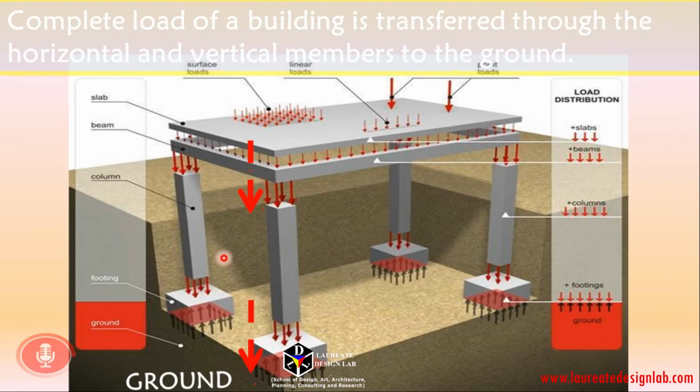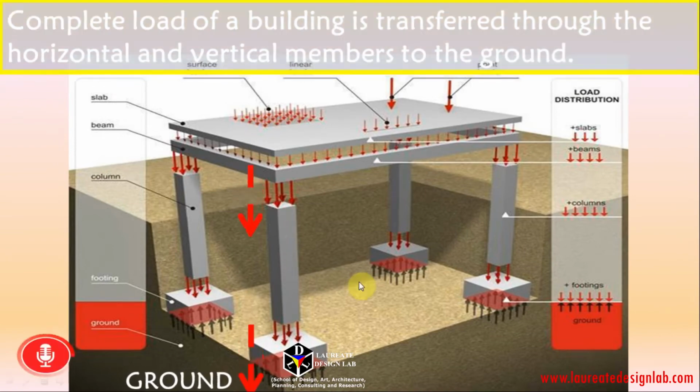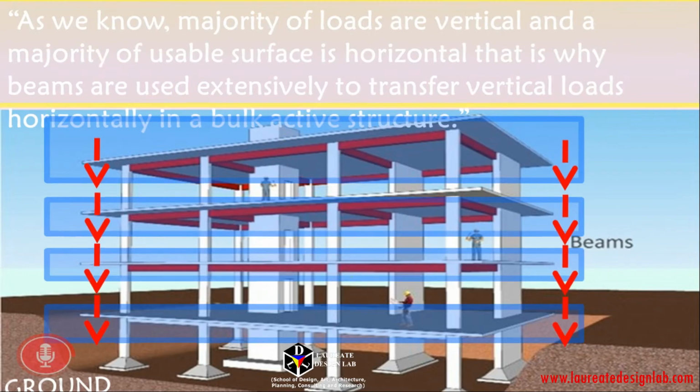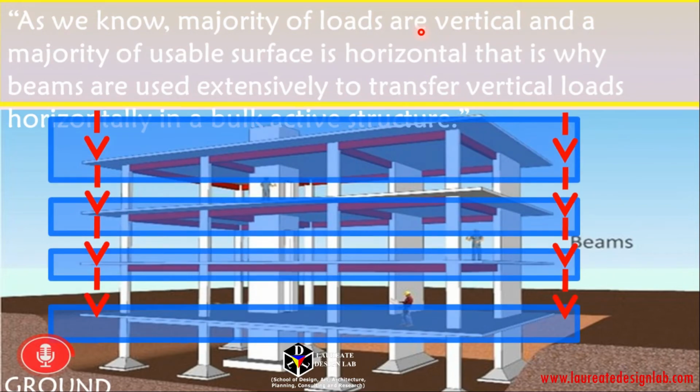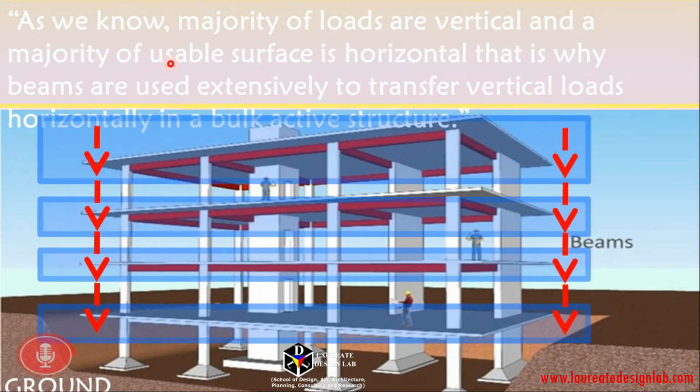Now if we look at the whole structure, the load of the building is getting transferred firstly through this particular horizontal member and then through vertical members to the footing or to the ground. As we know, the majority of loads are vertical and the majority of usable surface is horizontal.